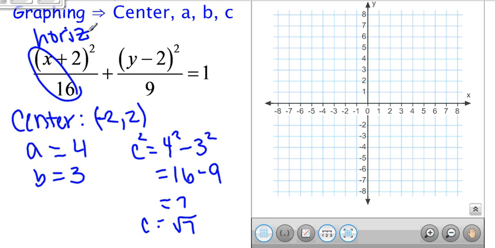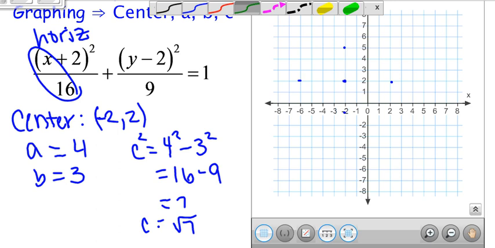So if we take our center point, which is negative 2, positive 2, we're going to count left and right 4, and then up and down 3. And then our foci, I'm going to put those in a different color, are going to be plus or minus the square root of 7 to the negative 2.